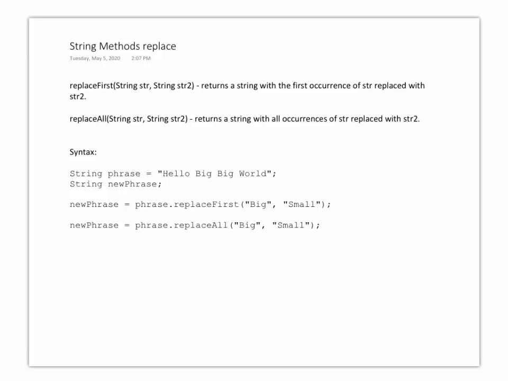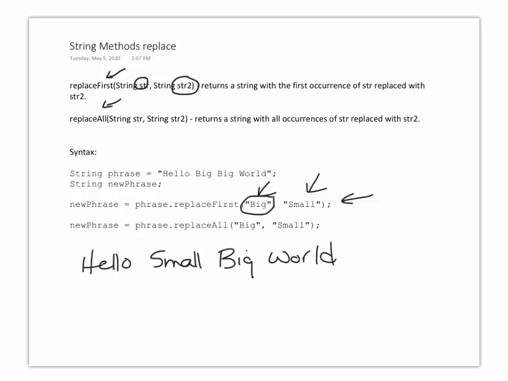Next, we have the replace command, and you can see there's kind of two versions of the replace command, the replace first and the replace all. Replace first simply returns a string with the first occurrence of whatever you have here replaced with whatever you have here. Okay, so if you look at this example here, we've got hello big big world, and we have a new phrase. And I say new phrase is equal to phrase dot replaceFirst big with small. So it takes the first instance of big and it's going to replace it with small. So the first example is going to return hello small big world. Okay, because it only takes the first instance and it only replaces that first instance. It doesn't take all of them. So it finds the first instance of big, replaces it with the small that we told it to replace it with, and that's why we end up with hello small big world.